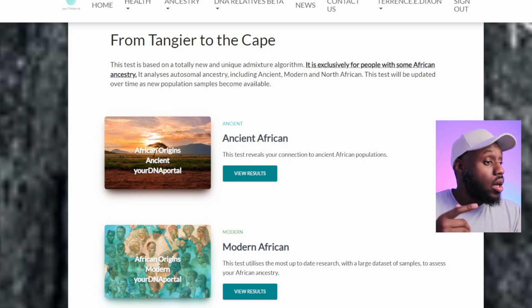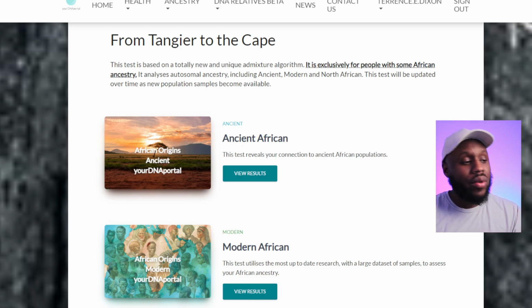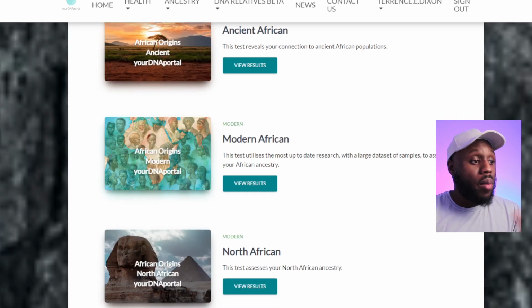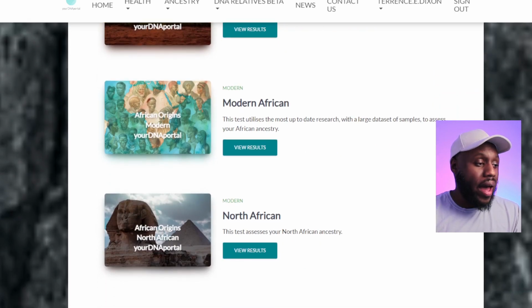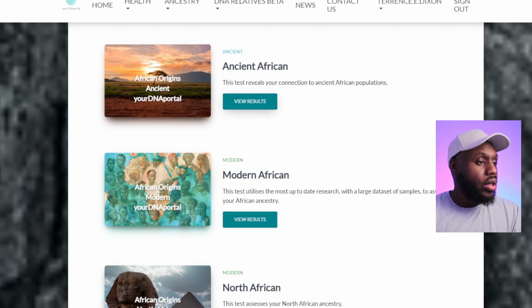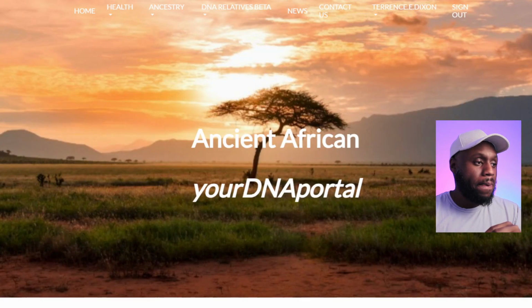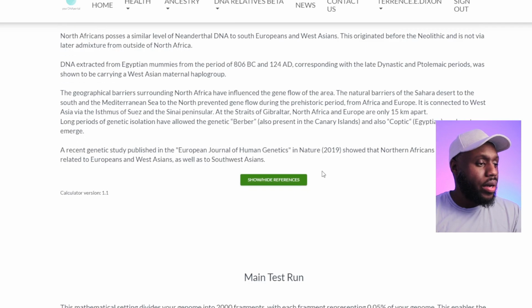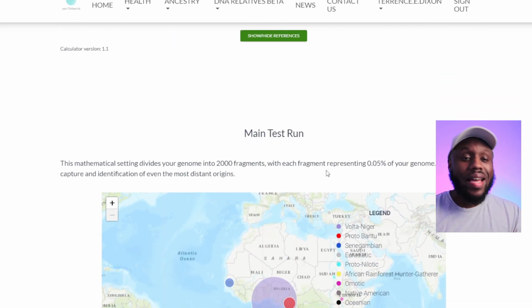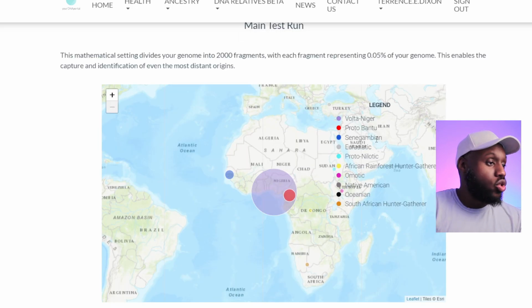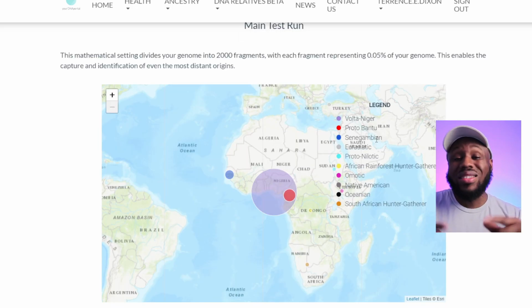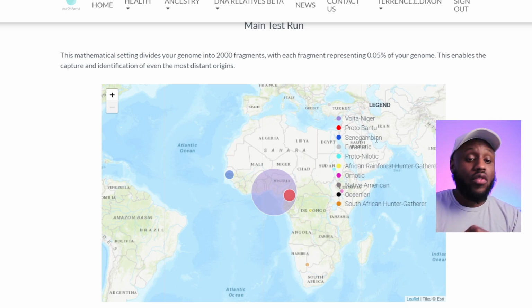So let's take a look here. We have an ancient African test, we have modern African test, and we have North African. Now let's click on ancient African. And I'll scroll down here. It gives you some insight into what this test is about and how it's created. It says 2,000 fragments, and each fragment represents 0.05% of your genome. And this enables the capture and identification of even the most distant of origins.